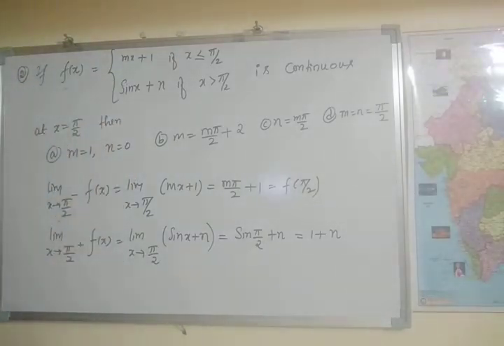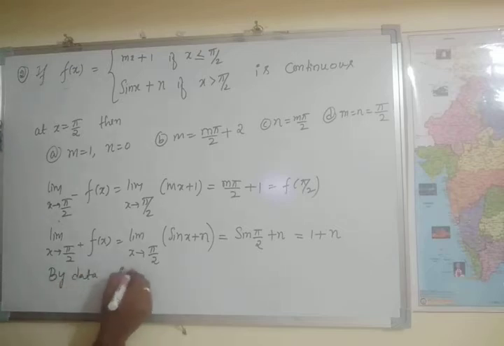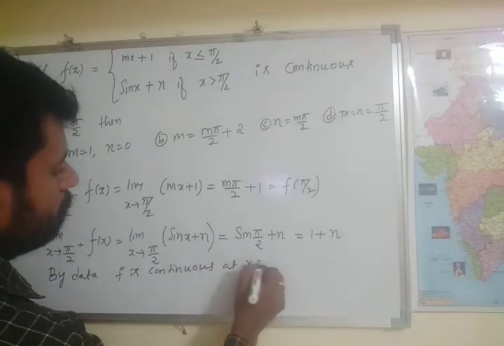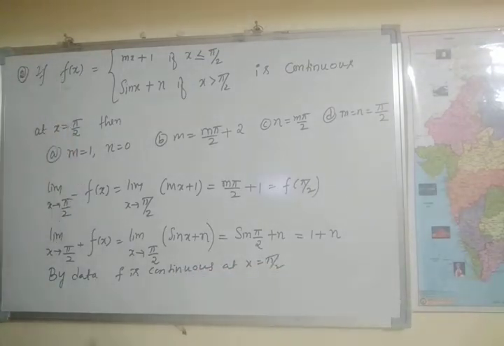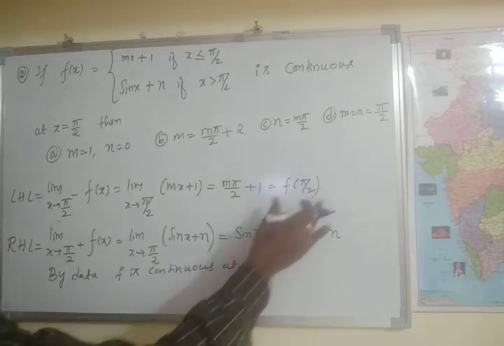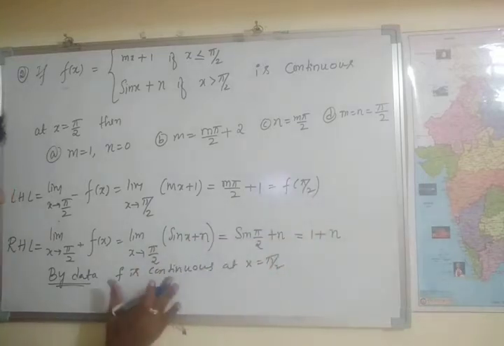Now, by the given data, f is continuous, meaning continuous at x equals pi by 2. A function is continuous means the left hand limit is equal to the right hand limit, and also equal to f of a, here f of pi by 2. So by data, f is continuous means the left hand limit is equal to the right hand limit is equal to f of pi by 2. Now we are using this definition.